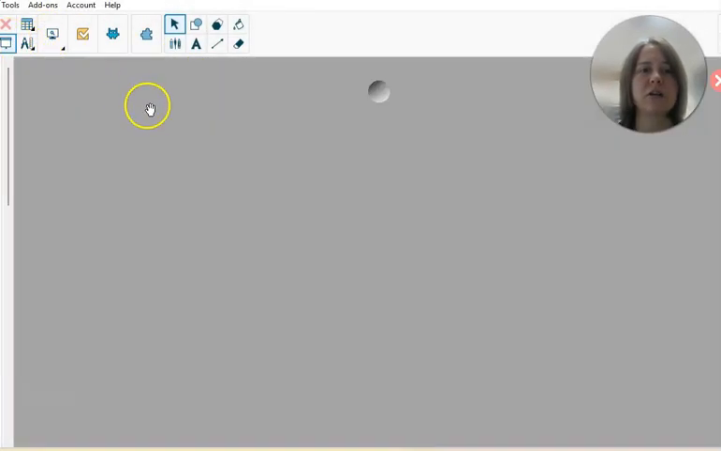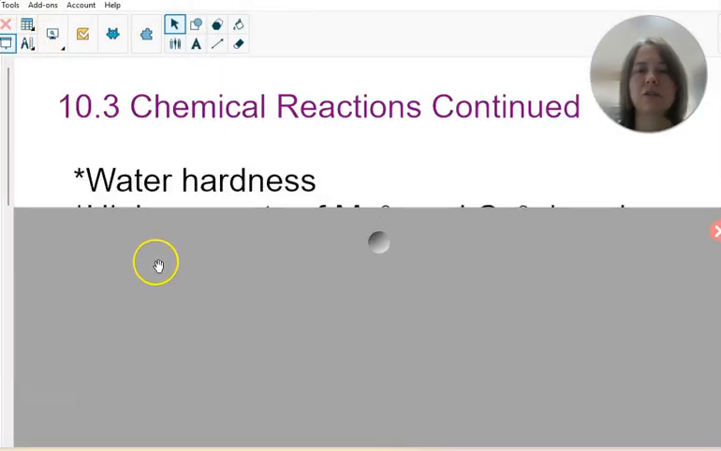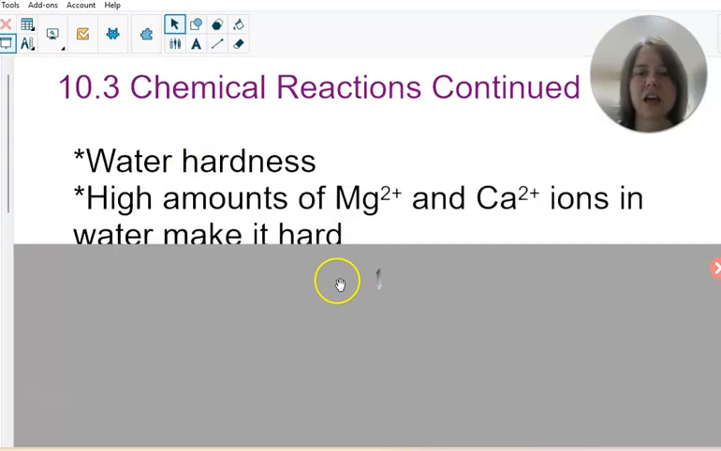And we're going to talk about some applications to chemical reactions. So, water hardness. Well, what is that?